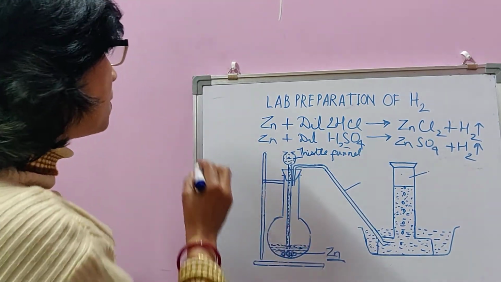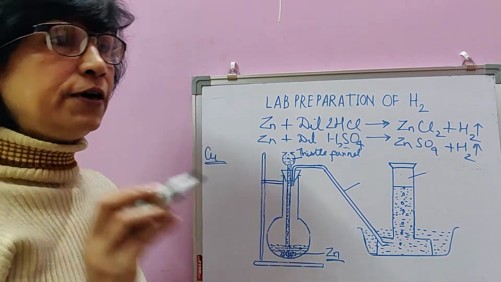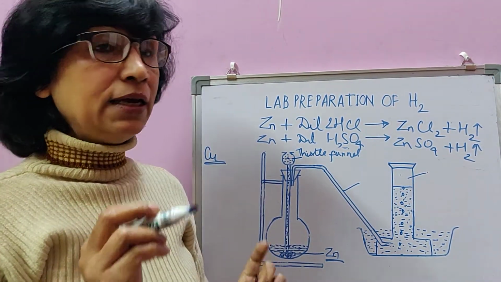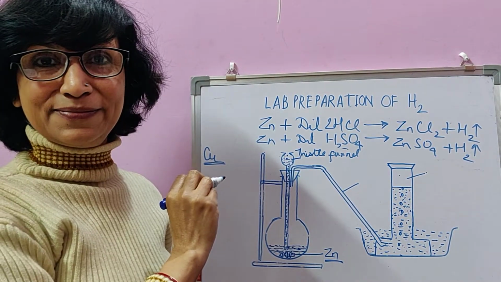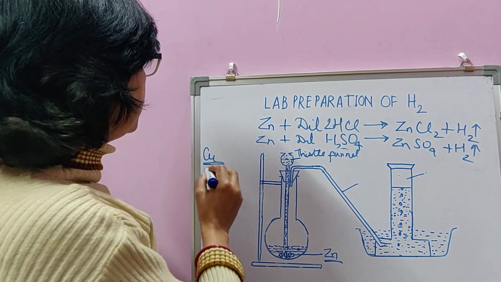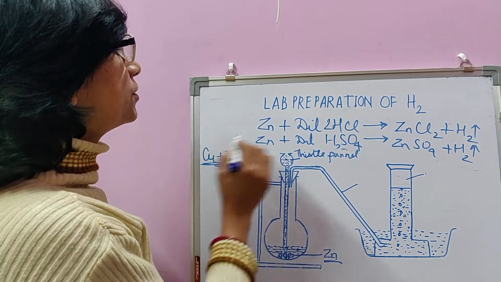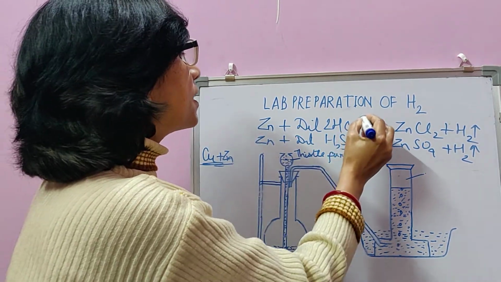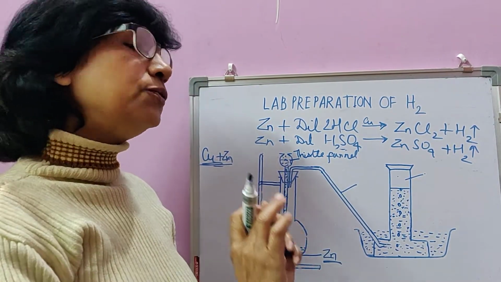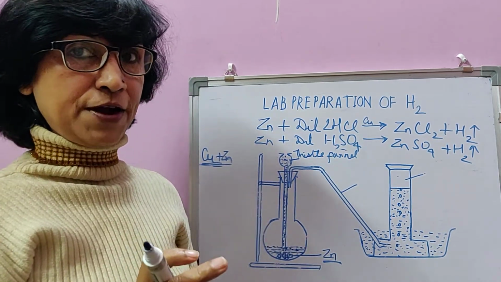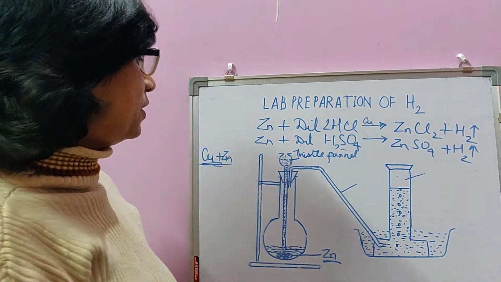It is called zinc granule because it has two benefits over pure zinc. First, pure zinc is comparatively costly. Second, pure zinc does not contain the impurity of copper. Why is the impurity important? Because this copper present as an impurity with zinc acts as a catalyst for the reaction. It means when the reaction takes place, a catalyst copper is already present there with the zinc. So the rate of reaction is good enough as we need for preparation of hydrogen. No heating is needed for this reaction. Therefore, there is no heating arrangement shown.